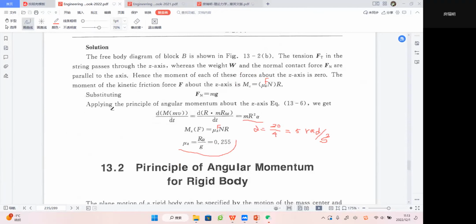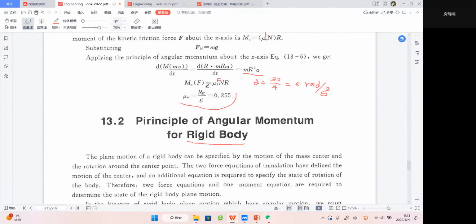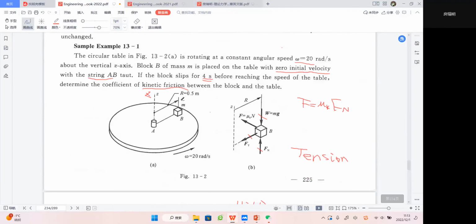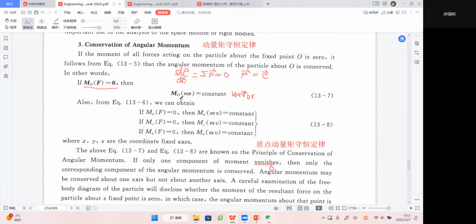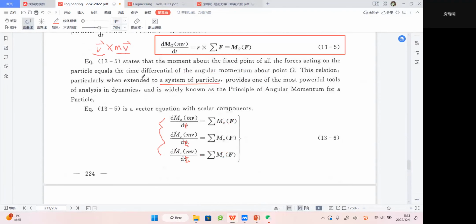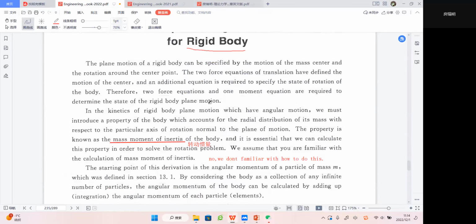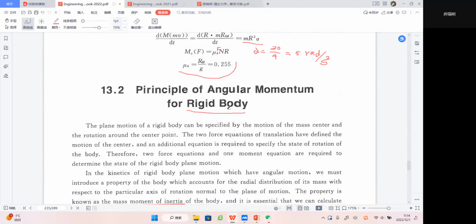So this class will try to move to the second section. We are trying to talk about the principle of angular momentum for rigid body. See, actually we have a clue. The important aspect is we will extend the principle of angular momentum for particle to a system of particles. So here the second section talks about the principle of angular momentum for rigid body.